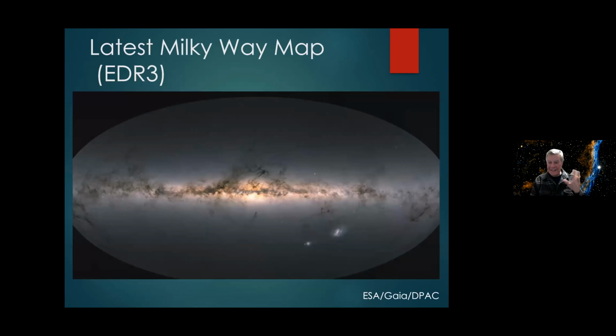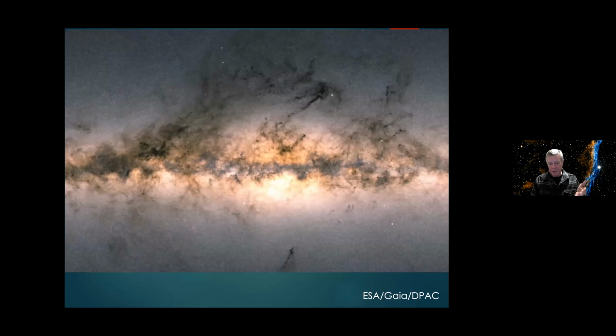Okay, this is hot off the press. This is the early release data, and this is not a photograph. This is a map of the stars that have been mapped by Gaia, an incredible map of actual star locations. This is zooming in on the galactic center, and the images here are just really striking.